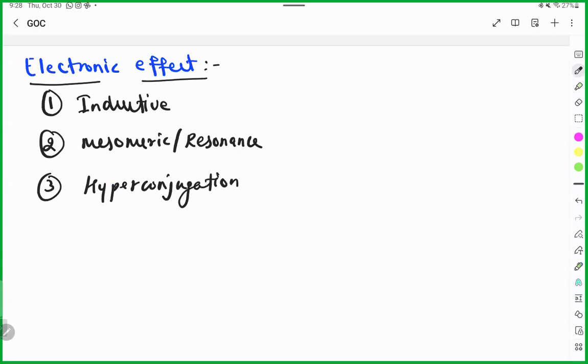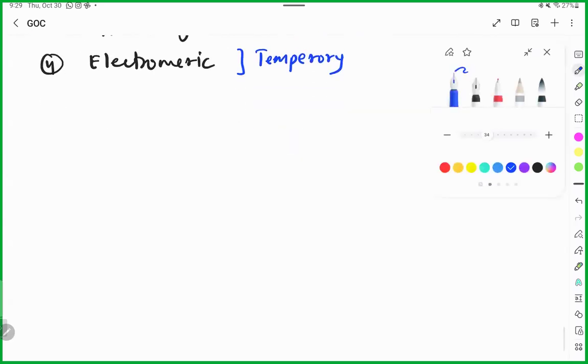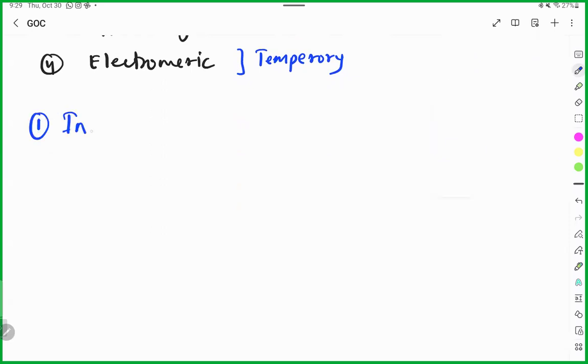Let's go fast on mesomeric, because this is kind of a one shot. So we have four effects: inductive, resonance or mesomeric, hyperconjugation, and electromeric. Out of these four effects, the first three are permanent effects. There is a permanent change, but the last one is only a temporary effect. It means if you remove the reagent, it will restore its original nature. Okay. So first start with the inductive effect.